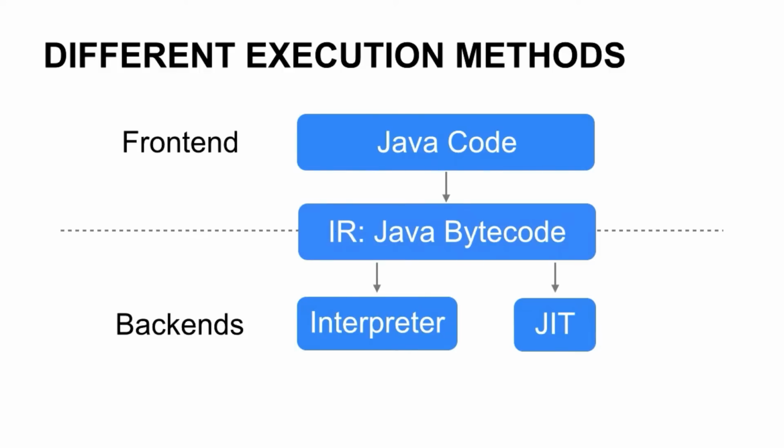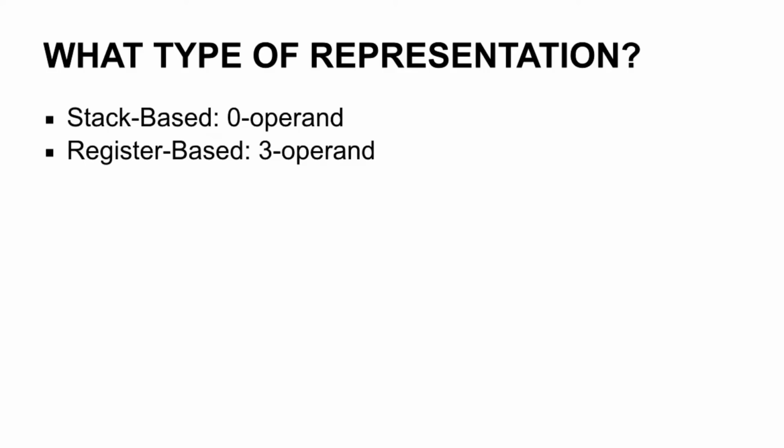And then we have a backend that is both an interpreter for execution as well as a JIT, a just-in-time compiler, which can target different pieces of hardware. But even once we've decided on that, there's a question of what type of representation we still want. There are 2 popular choices. We could go with a stack-based representation, which is also known as zero-operand form, or we could go with a register-based representation, which is known as 3-operand form. And we'll see why they're called that in just a moment.